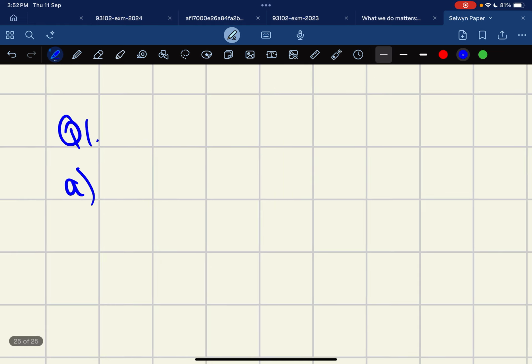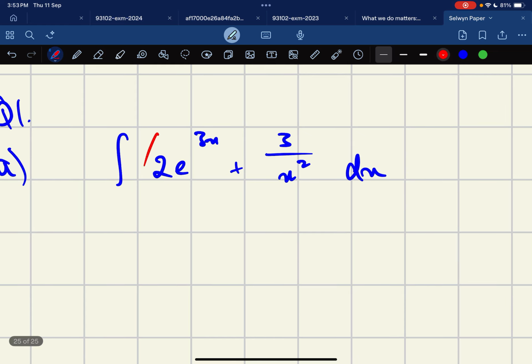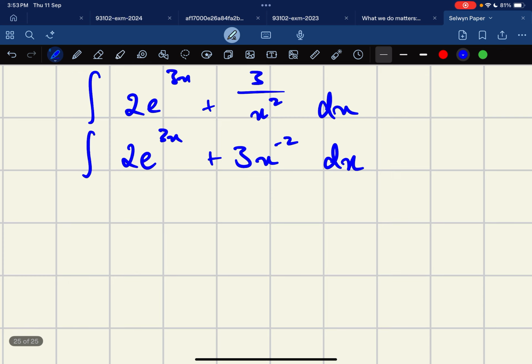part A is find the integral of 2e to the 3x plus 3 over x squared dx. Well, integrating the e is just normal, but we need to convert the 3 over x squared into 3 times x to the negative 2, so we can work with that negative exponent. So 2e to the 3x plus 3x to the negative 2 dx, and then we can integrate this straight away.